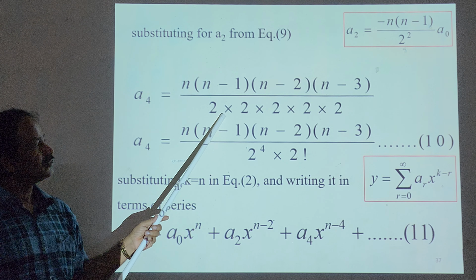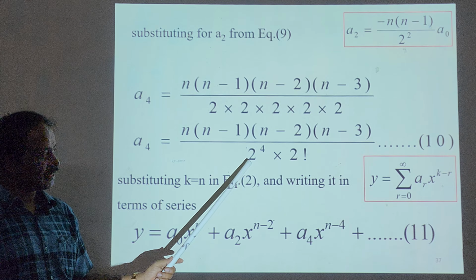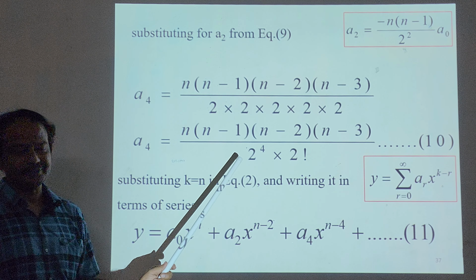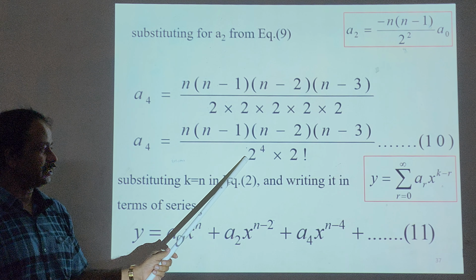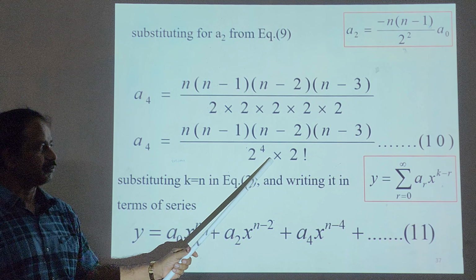Is it okay? So this can be simplified as 2 to the power 4 multiplied by 2 factorial. We will see later. Okay, 2 to the power 4 multiplied by 2 factorial.